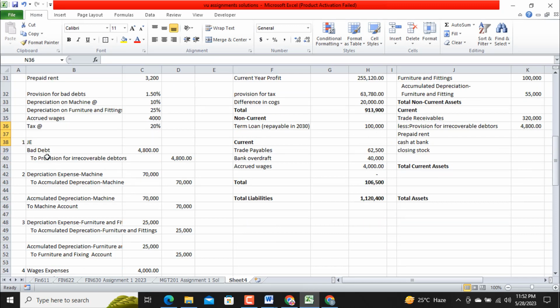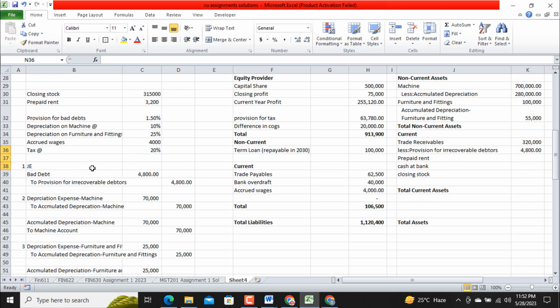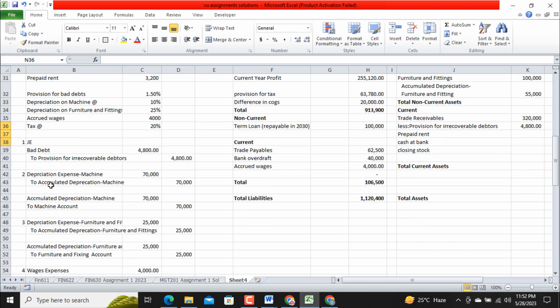So the first general entry is regarding the bad debts. Bad debt expense to provision for irrecoverable debts. So this will be the new one, and provision for irrecoverable debts is also new. So these two accounts are new, and you are going to add them in the adjusted trial balance. I am not going to create an adjusted trial balance. I am just focusing on the accounts that are hit by this additional information.